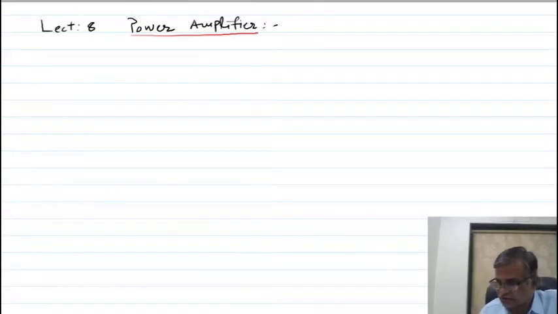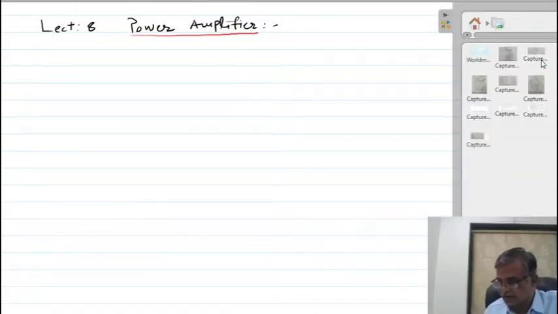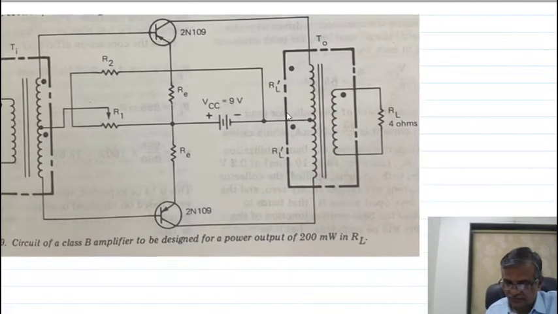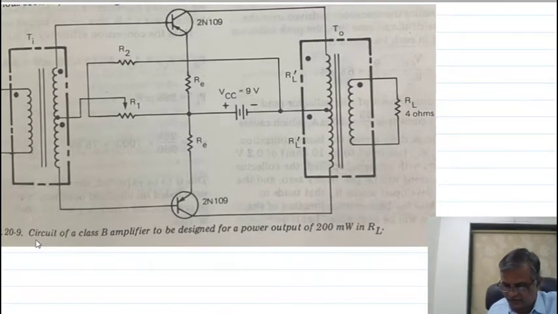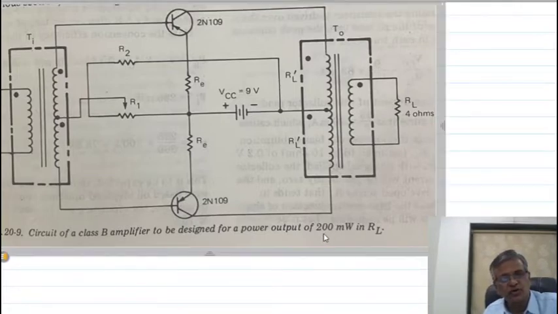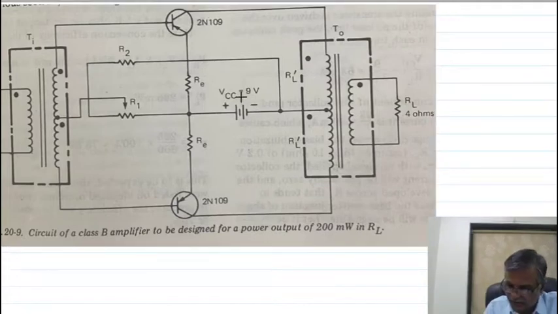This is the circuit they have given. In the question it is mentioned that we want to design this amplifier to deliver 200 milliwatt power. Now let us see the data they have given.